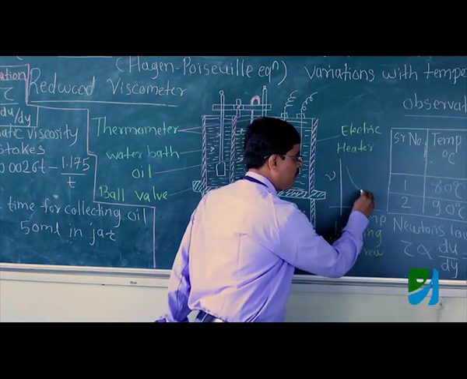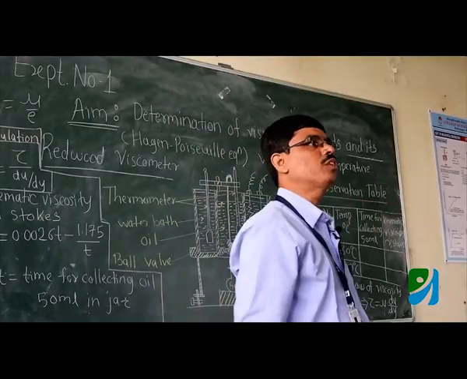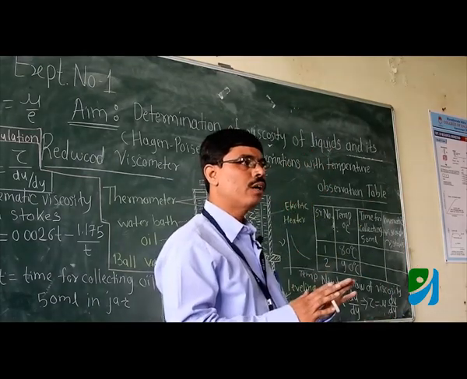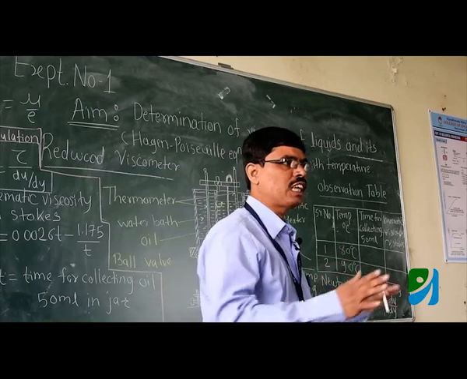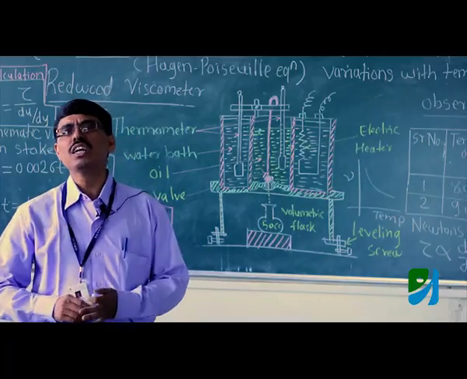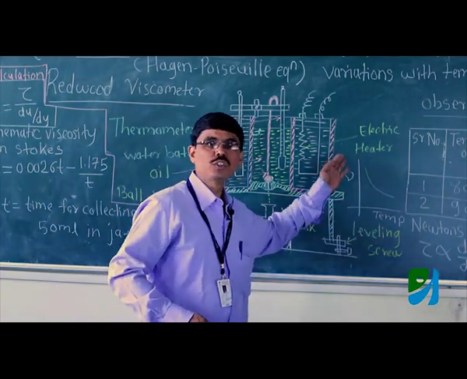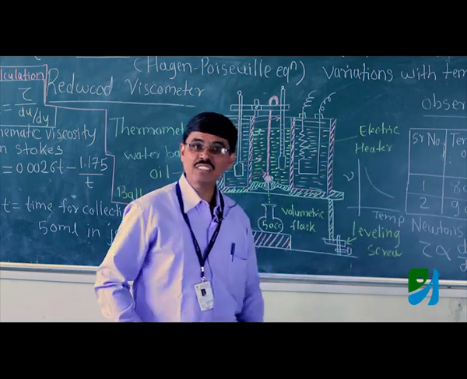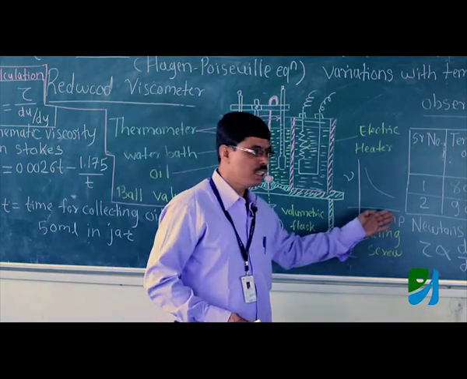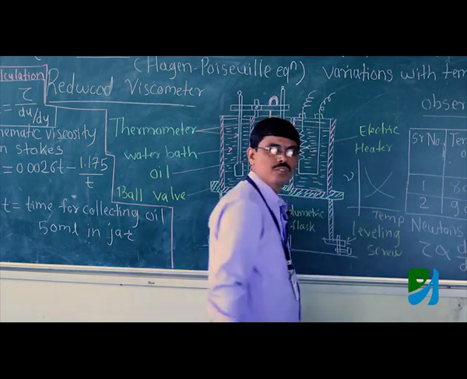So you will find a graph like this for a liquid. As far as the variation of viscosity is considered, you will find that it has a different nature for liquids and for gases. For a liquid, the viscosity variation is like that: as the temperature increases, the viscosity of oil decreases. Whereas for gases you will find exactly the opposite nature: as the temperature increases, the viscosity of gases increases.